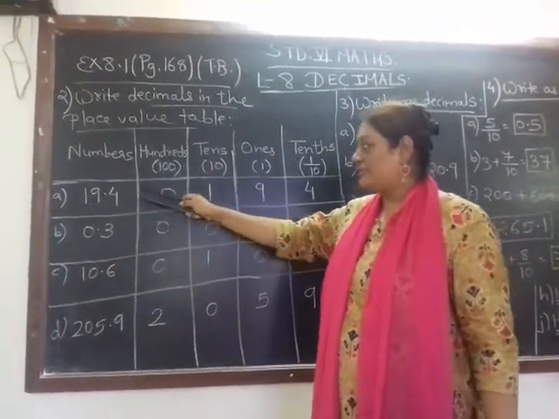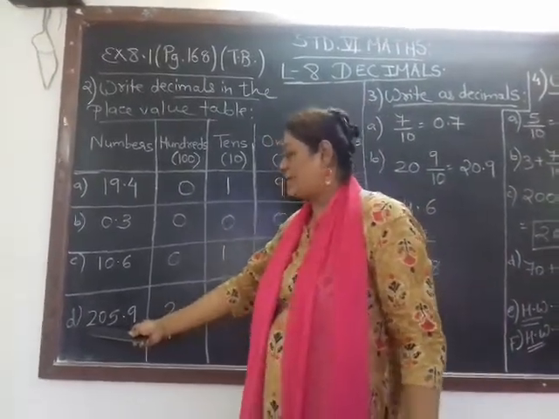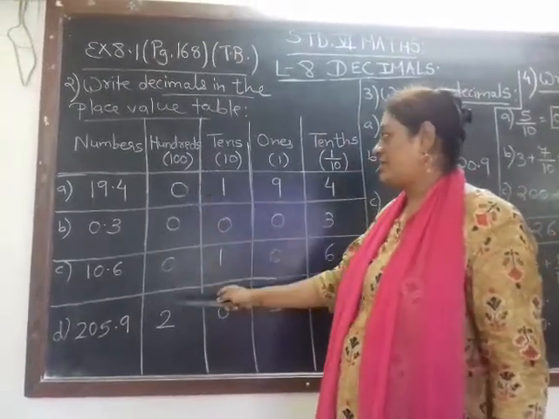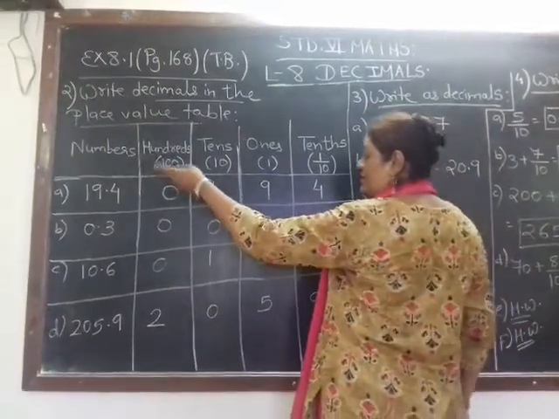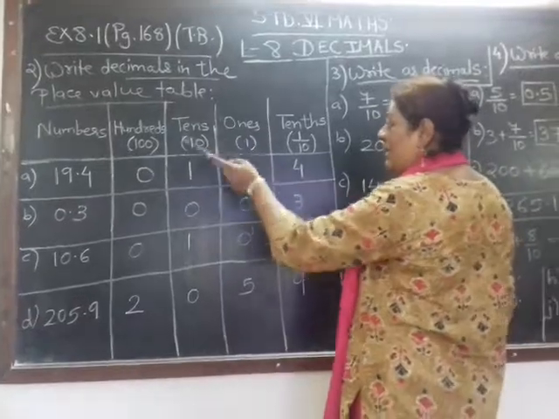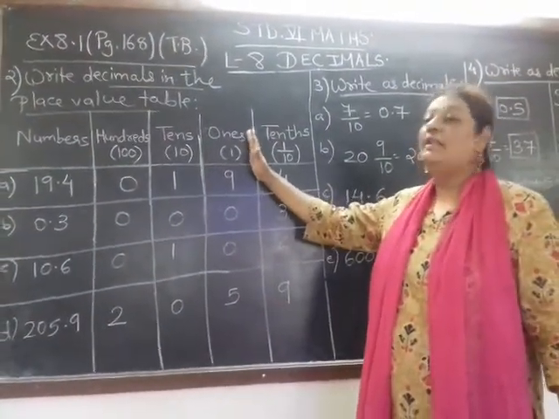Okay, first of all check all the 4 numbers. We need a hundreds column because in D we have a digit that will come into the hundreds column. So hundreds, tens, ones. These are the ones, tens, hundreds, thousands, ten thousands, 1 lakh, 10 lakh. These are all the place values before the decimal point.